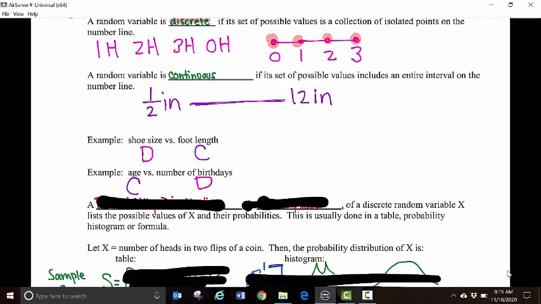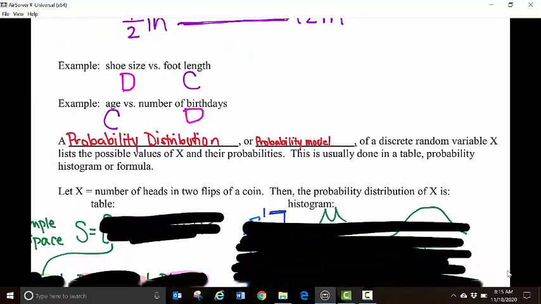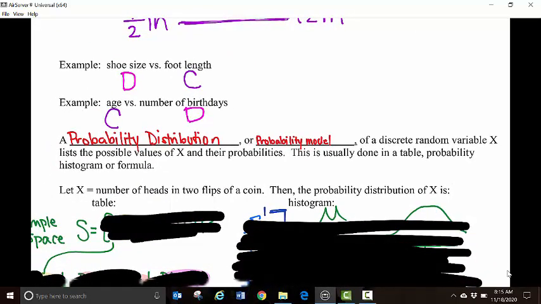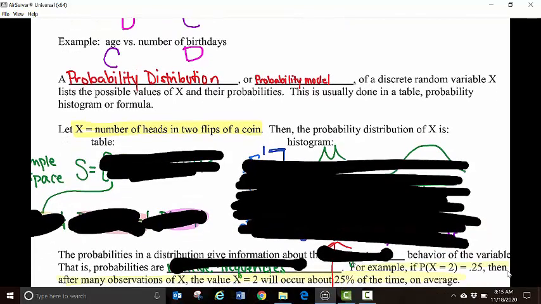So we're going to have what's called a probability distribution. It's a list of all possible outcomes of a random variable. And in this case, we're talking about discrete. In this case, we're going to say that our random variable is the number of heads in 2 flips of a coin. So it's discrete.